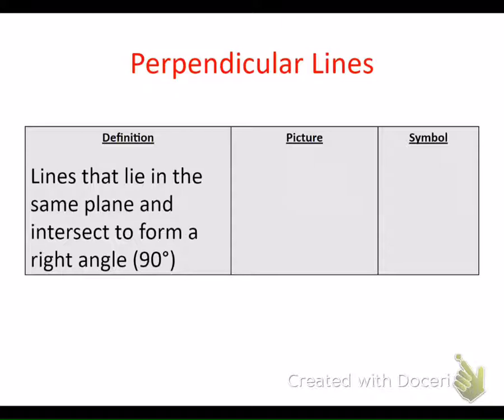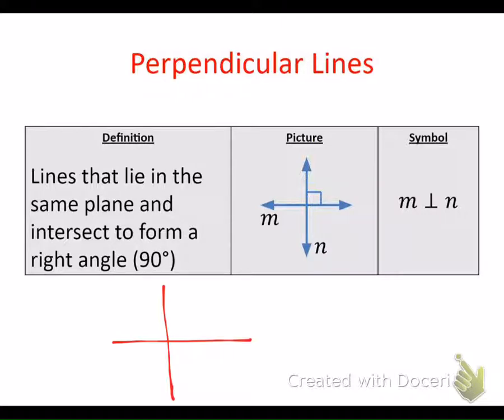Perpendicular lines are lines that lie in the same plane and intersect to form a right angle. The picture would look like this. It has that little right angle symbol. And then the symbol is M is perpendicular to N. It looks like an upside down T. Perpendicular lines always have to have this right angle. If you see two lines that look like this and don't have the symbol for a right angle, you cannot tell me that they are perpendicular because we don't have enough information to identify it.